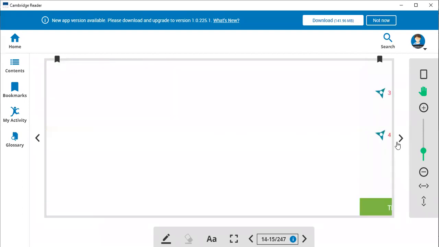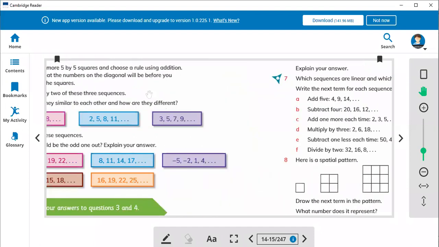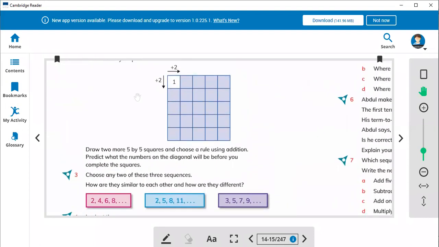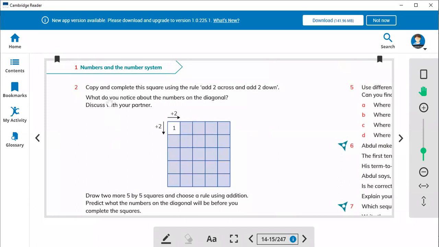So here we have my next topic. You see this one, it's question number 2. We just have to add 2 on all these numbers. Let's suppose 1 plus 2, that is 3, 3 plus 2, that is 5, 5 plus 2, that is 7, like this. Same thing is here, 3, 5, 7, 9.